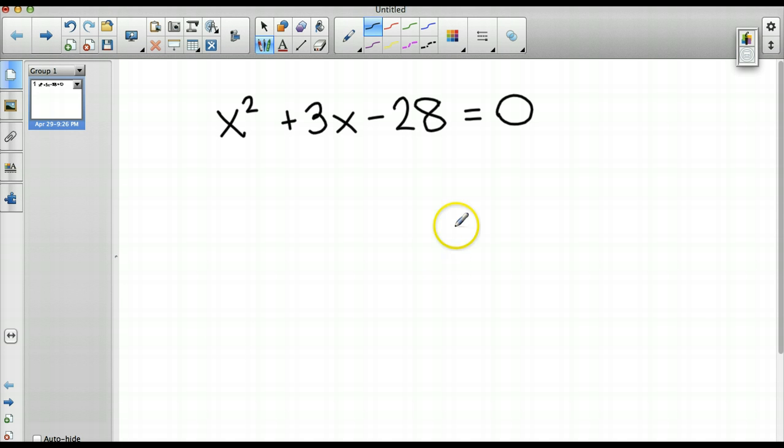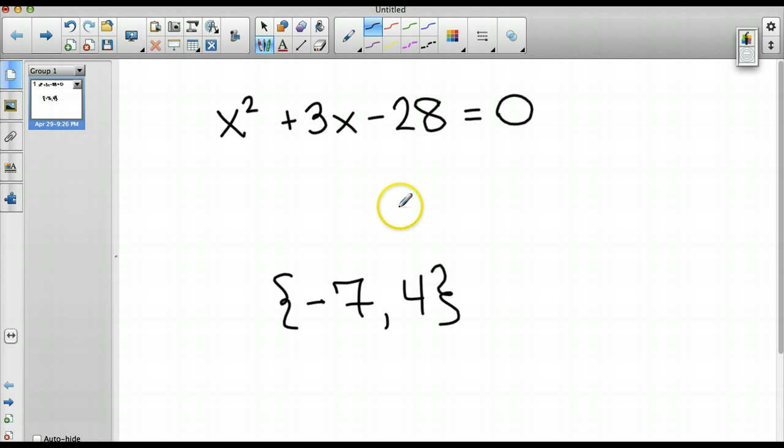Okay, so if you solve this equation correctly, you should have got two answers for this. One answer, -7, and the other answer, +4. So if you got that, give yourself a pat on the back. Congrats. And now we're going to talk about a much quicker way to solve equations like this so that you don't have to use all of those steps in the quadratic formula.